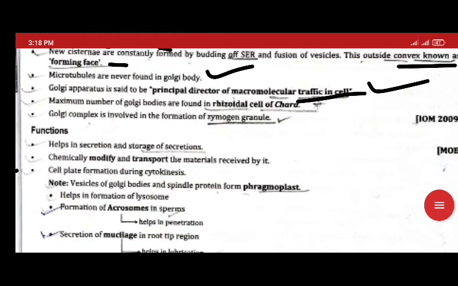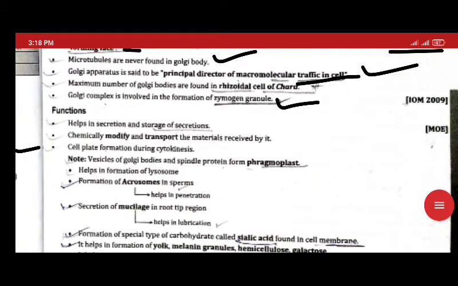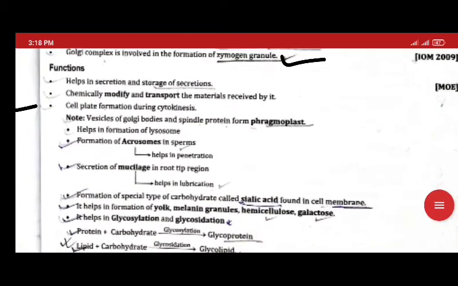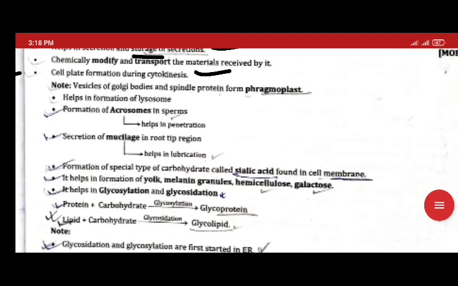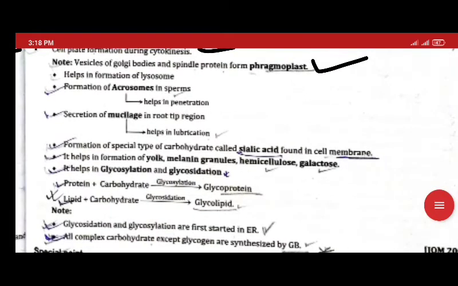Microtubules are never present here, and the Golgi complex is involved in the formation of zymogen granules for enzymes, hormone synthesis, and enzyme synthesis mainly. Its functions are secretion and storage, modification and transport, and cell plate formation. With Golgi body vesicles we form the middle lamella. We have studied vesicles and spindle proteins called phragmoplast, which help in the formation of lysosomes.